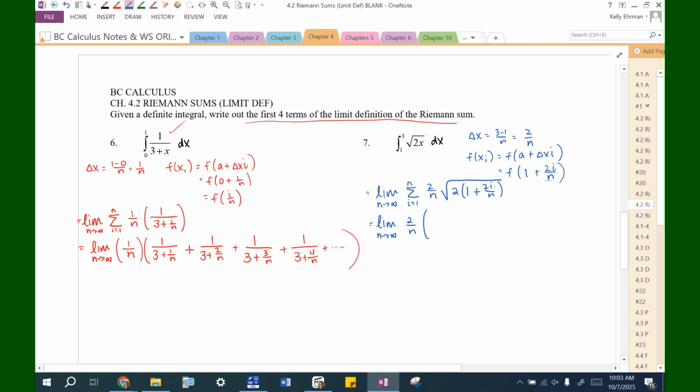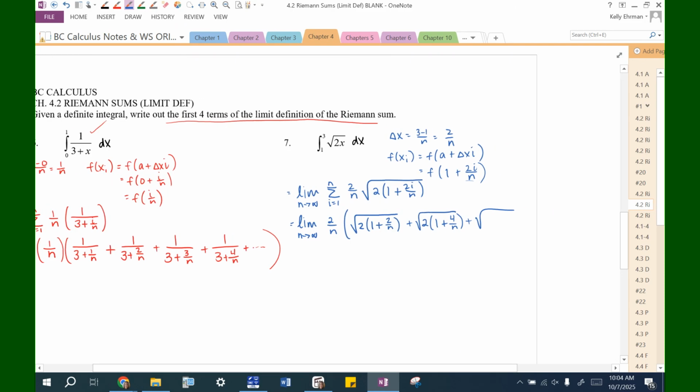Here it's not going to just go 1, 2, 3, 4, because look, you would get the square root of 2 times 1 plus, if you plug in 1 for i, you get 2 over n, plus the square root of 2 times 1 plus, if I plug in i equals 2, because these are integers, by the way, this becomes 4 over n. So it's actually going to scale up by 2. I'm going to be kind of out of room here. Put in 3, 6 over n. Put in 4, 8 over n. Plus dot, dot, dot.